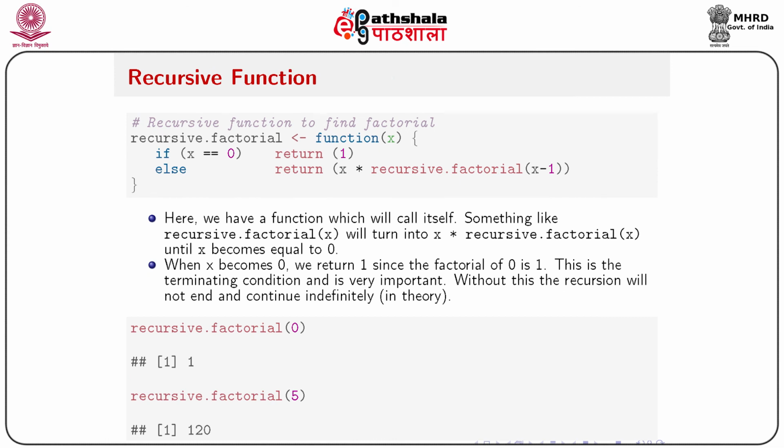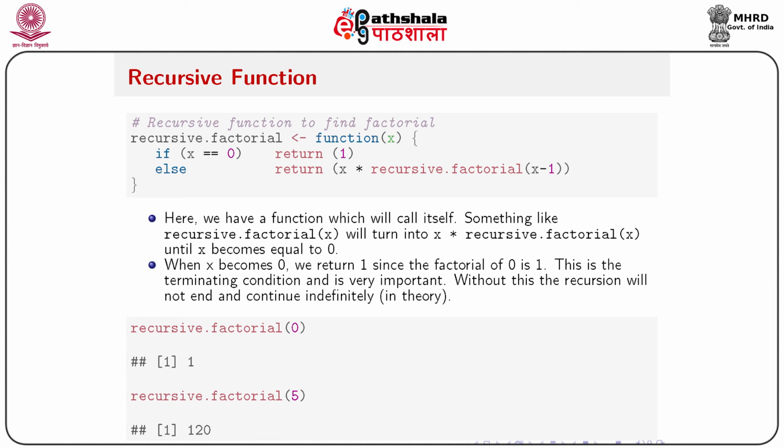Next we will see how we can define a recursive function. For a recursive function, I'm starting with this example of generating the factorial. So how to calculate factorial by your own function? The recursive function is function x. Then if x equals 0, return 1. Else return x into recursive dot factorial x minus 1. So the same function that I am defining, calling the same within the same function. That is the recursive use of the function, and that will generate the factorial.